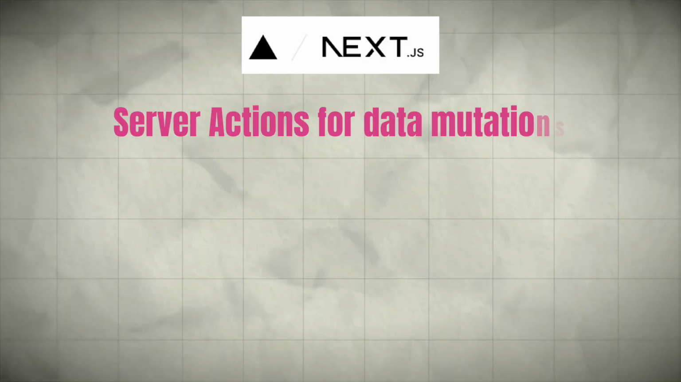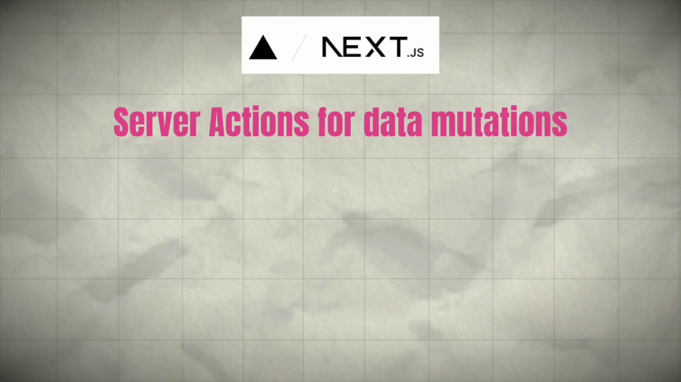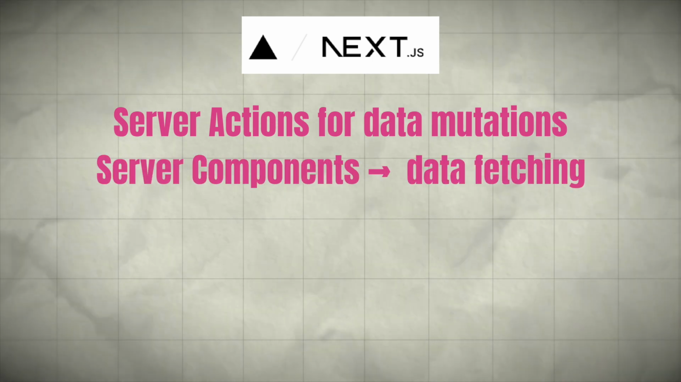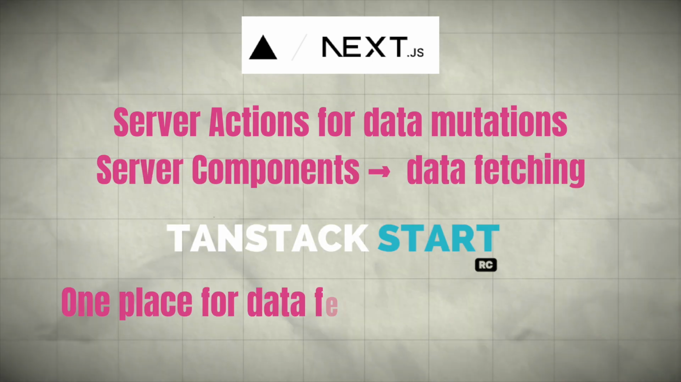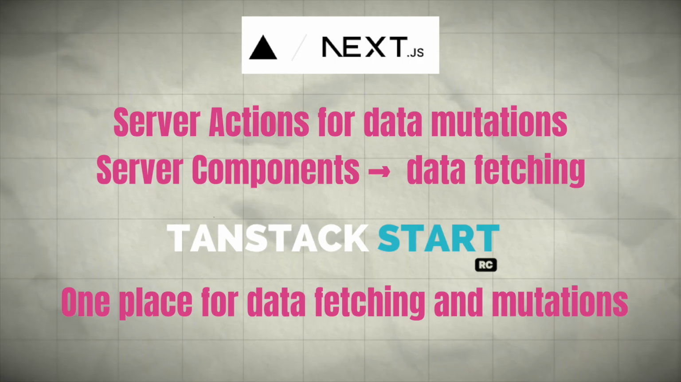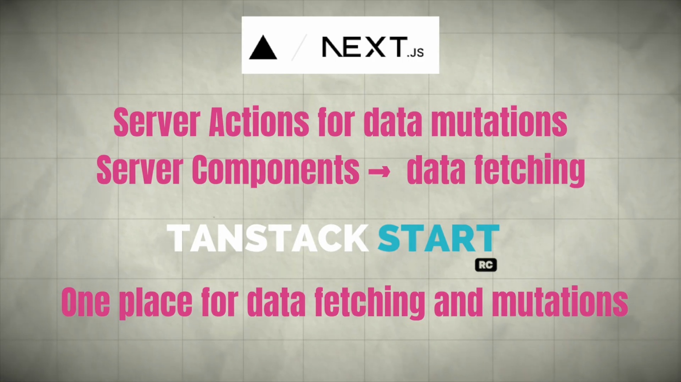If I had to do this in Next.js, I would have to write a lot more code because I would need to create a server action for doing the mutation, and then I would create a server component for actually fetching the data. TanStack Start allows for co-location, which feels a lot more natural to the way that we've been writing our app so far.